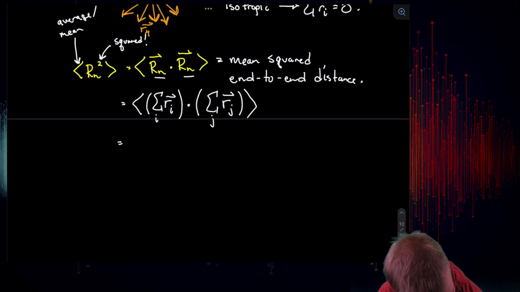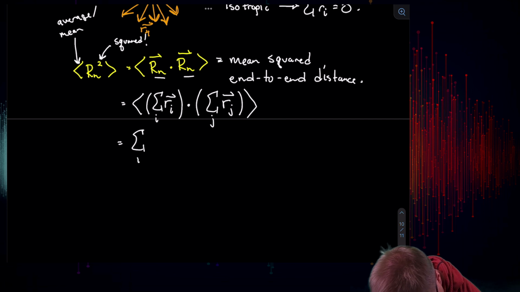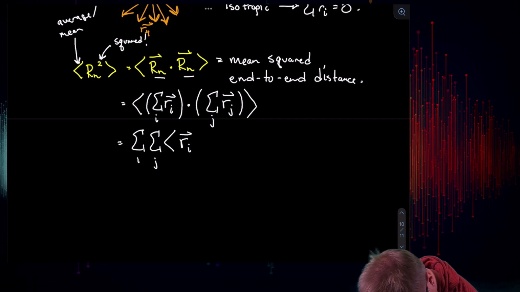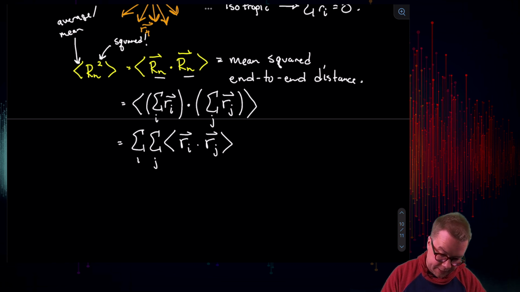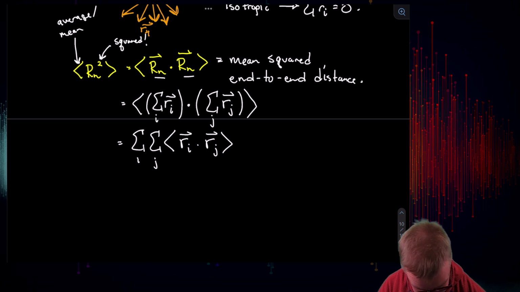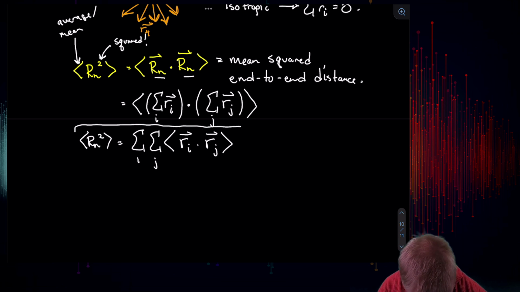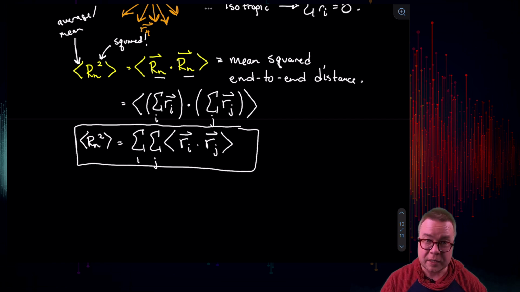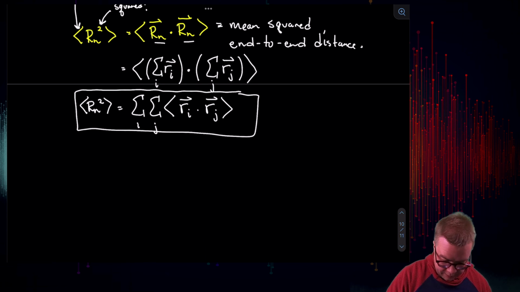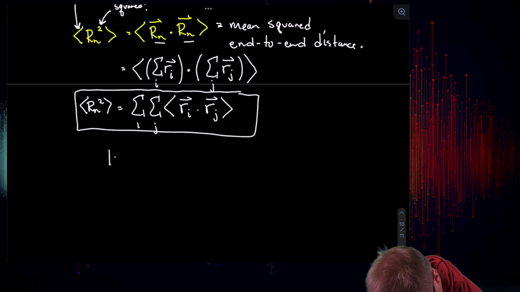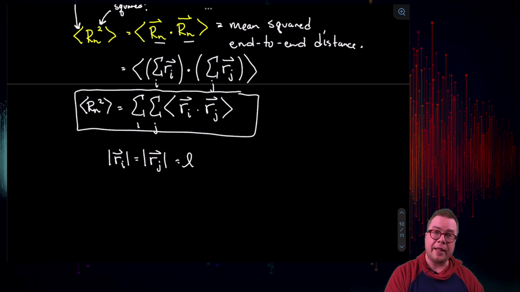So what we can do is combine these. This is going to be the same thing as the summation over I, summation over J, of R sub I dotted with R sub J. Why? Because these summations are independent of each other. So what we've done is we've combined them. Okay, so this is R sub n squared. So that's pretty important. Now we know that the magnitude of each of these is just the bond length.